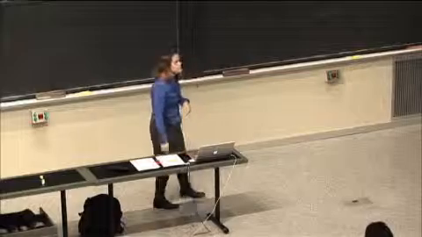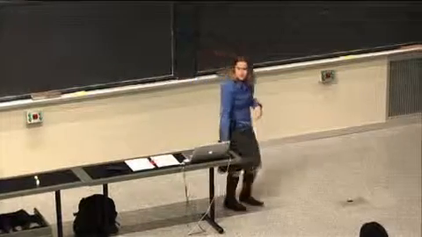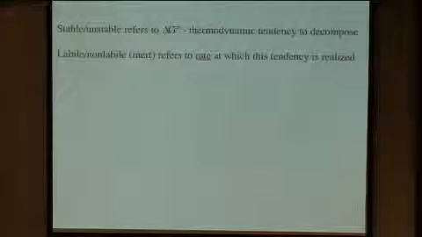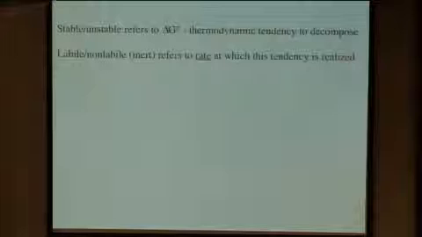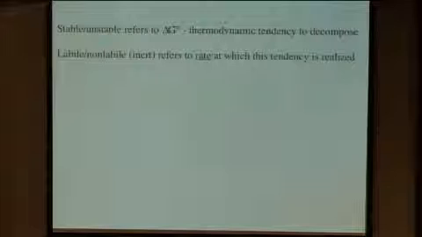So let me introduce you to a couple of terms if you haven't heard these already. People are often talking about compounds being stable or unstable. When they're doing this, they're talking about the thermodynamics of a system, the tendency to decompose, whether the reaction is spontaneous or not. Then you can also hear people talking about whether the compound is labile or non-labile or inert. And this refers to the rate at which that tendency is realized.